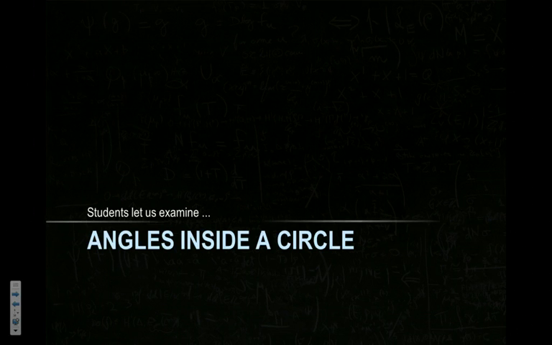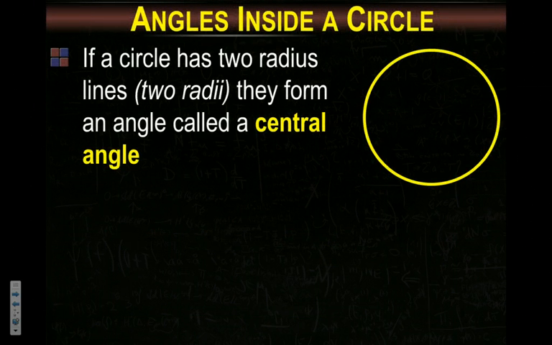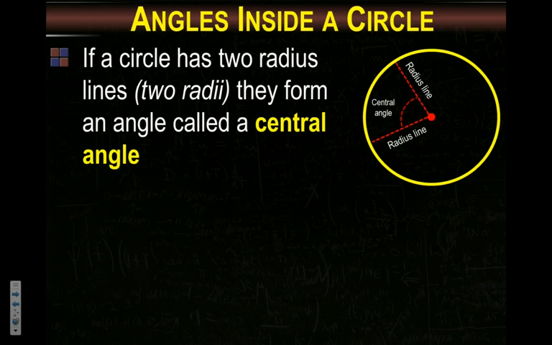Here's the new content that this unit tries to focus on. Okay. Here's the first one. If you have a circle that has 2 radii, 2 radius lines. Now remember, a radius line goes from the center to the edge. So it has to go from the center to the edge, and we have 2 of them.